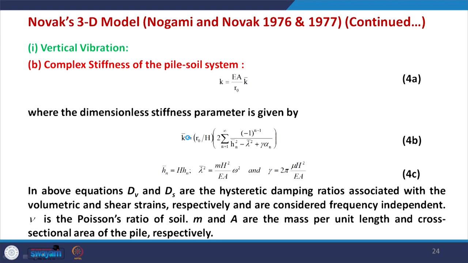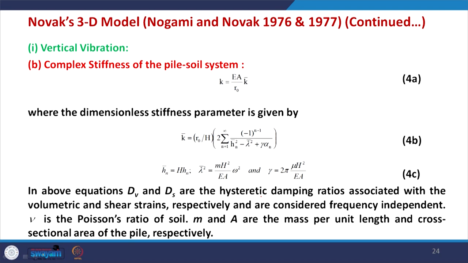So, the complex stiffness of the soil pile system for vertical vibration is given in this form using equation 4a, and you can see how compact equation 4a is. However, although equation 4a looks very small, the value of k bar needs to be obtained from this equation. Again, in this equation, hn bar and lambda bar are given here.